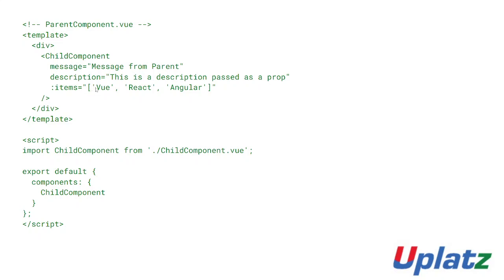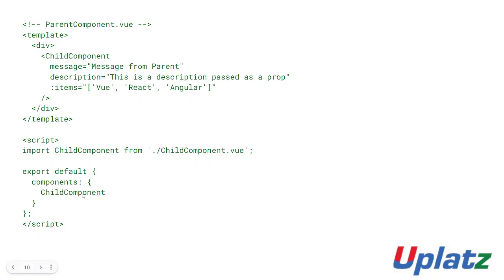And the array is an array of strings: Vue, React, Angular. Then items will be shown in that way. Then the child component is closed, div tag is closed, template is closed. Now script: import child component from ./child component.vue, export default components colon child component.